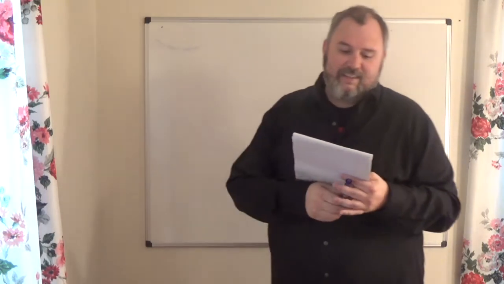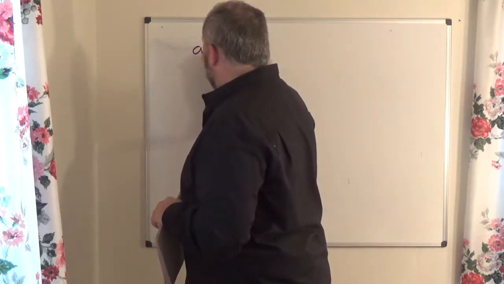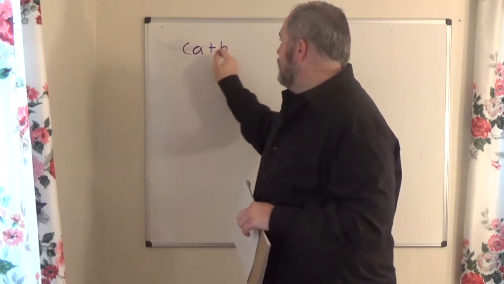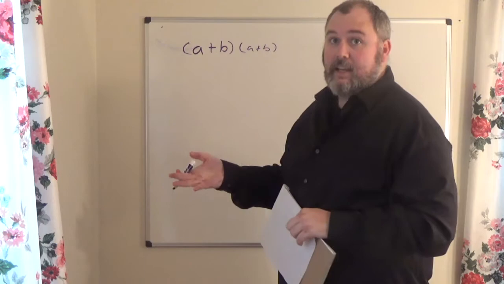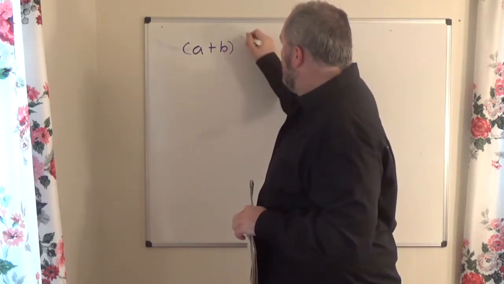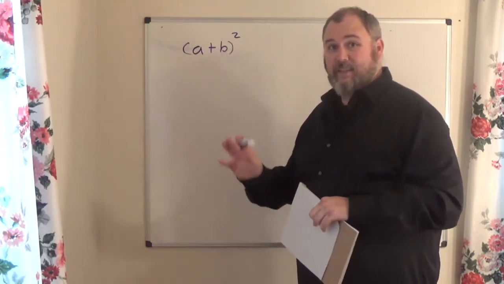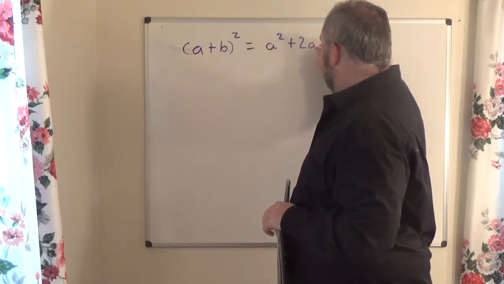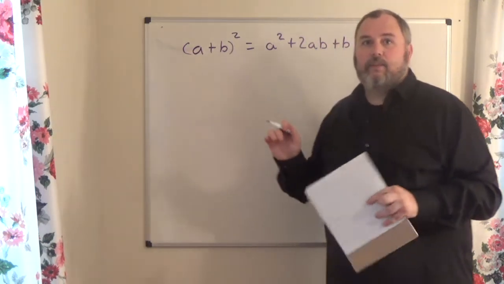Like in this first one, it says a plus b squared. Well, if you just remember what we just did, a plus b squared is really saying a plus b times a plus b. Well, that was what we just did. However, when we do this, a plus b squared, we always get this format. We get a squared plus 2ab plus b squared.